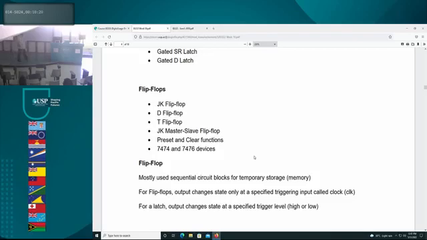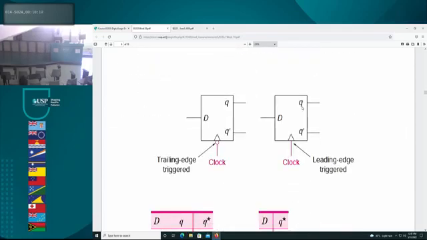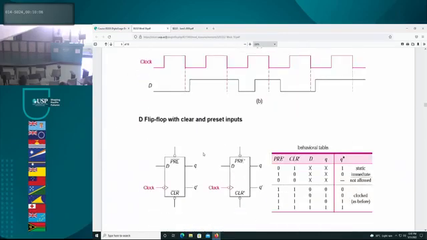So this should now start to show you that your D flip-flop, you don't need to build it. If you want, you can, but you can use the ready-made chip, 74LS74. All right. Leading edge, lagging edge.